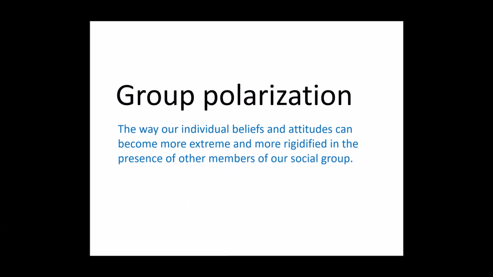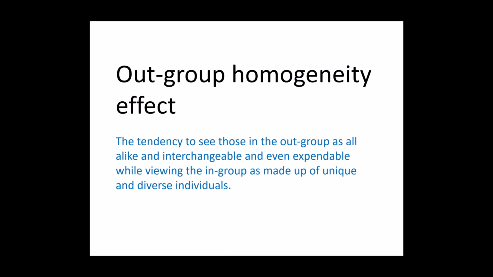Okay, so there are two I want to cover at the same time because actually Linker has an example that hits both of them. One is group polarization. This is the way our beliefs and attitudes can become more extreme and more rigidified in the presence of members of our social group. So if you're together with a bunch of people in church, so you're all the same religion and you're all the same sect of the same religion, actually, you'll start trying to one up each other on being, oh, the most Jesus or the most enlightened or whatever, right? The other is the outgroup homogeneity effect. This is the tendency to see all the members of the outgroup as alike and interchangeable and even expendable, while viewing the in-group as made up of diverse individuals.